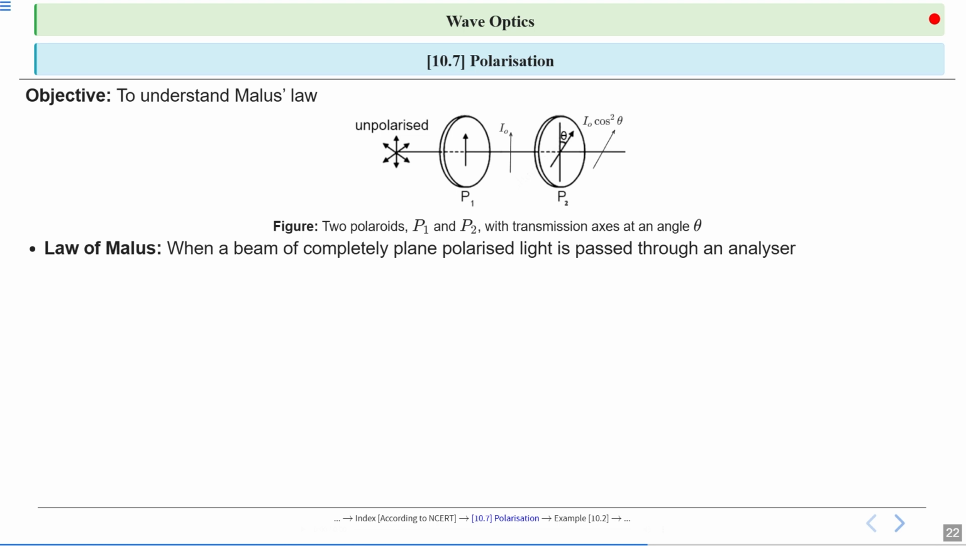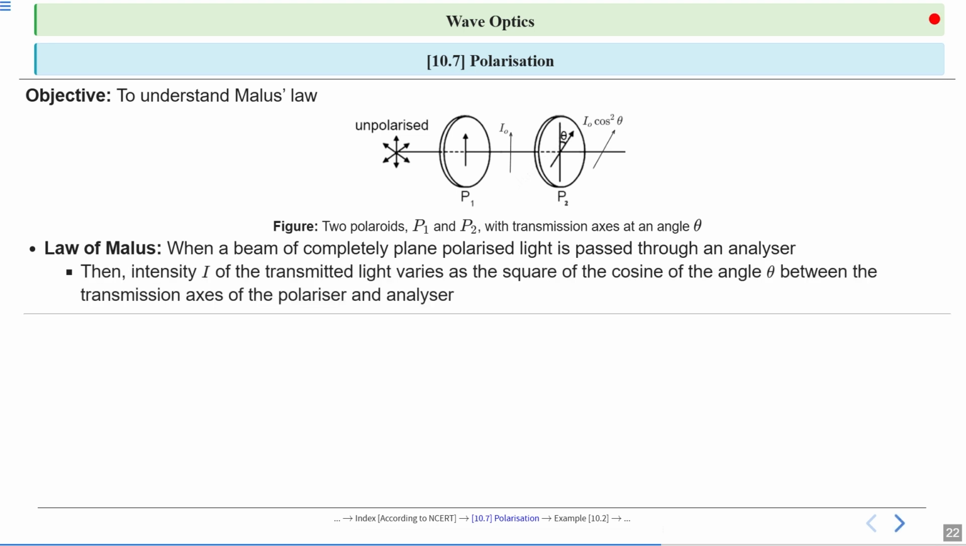This law is essential for understanding how polarized light is used in technologies like sunglasses and camera filters. According to Malus law, the intensity I of transmitted light varies as the square of the cosine of the angle theta between the transmission axes. This means that as the angle changes, the intensity follows a predictable pattern.